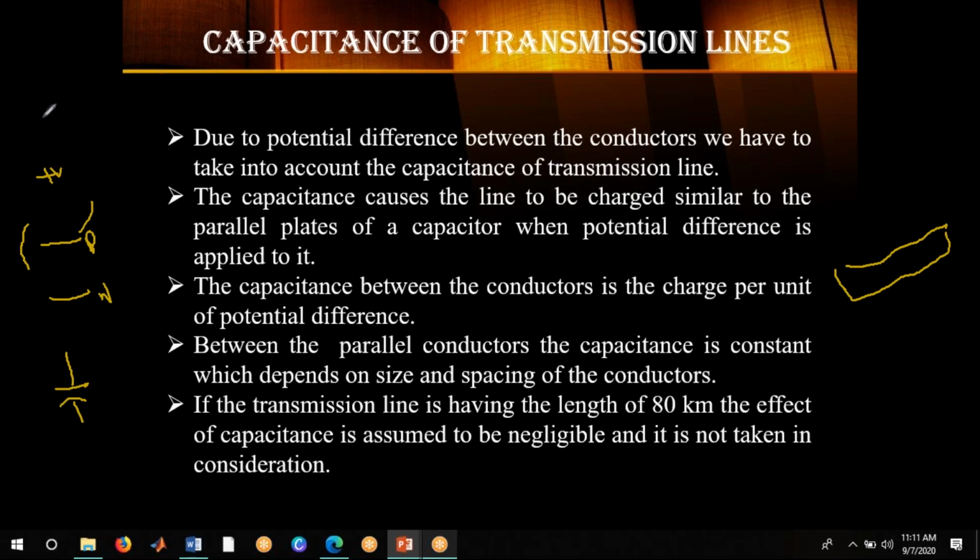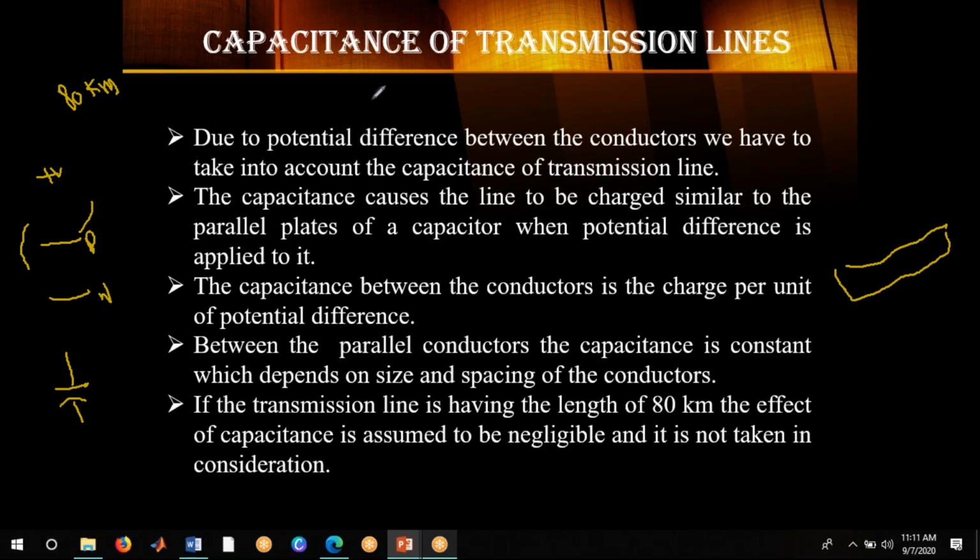And one more important parameter here: if the transmission line length is less than 10 kilometers, in this condition the consideration of capacitance is completely negligible. Why? Because due to the capacitance, the changes occurring in the transmission line are very rare. So when the transmission line is less than 80 kilometers, the effect of capacitance is assumed to be negligible and is not taken into consideration. So keep remembering this point.